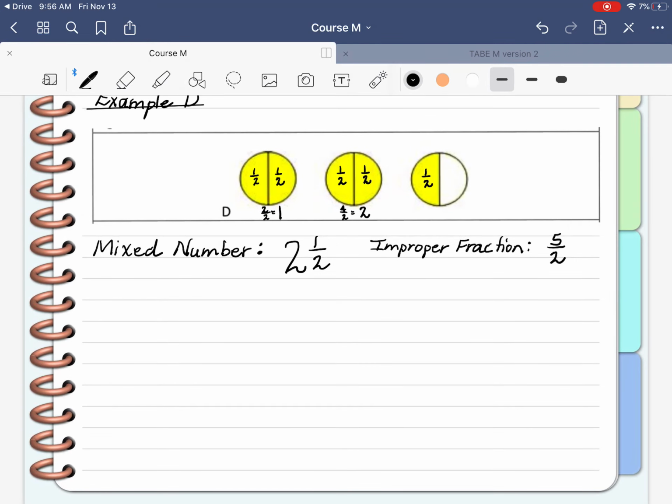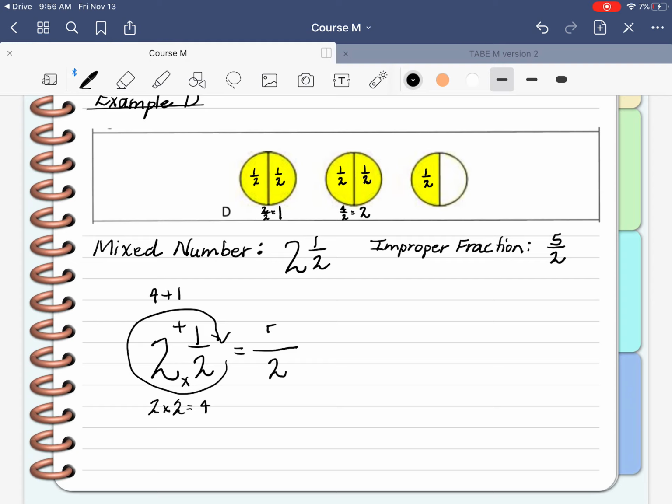So let's check it out. Let's make this mixed number mad and see if we get the improper fraction we think. So you spin it around, multiply, add, denominator. 2 2s are 4. 4 plus 1 is 5. And there is the 5 halves.